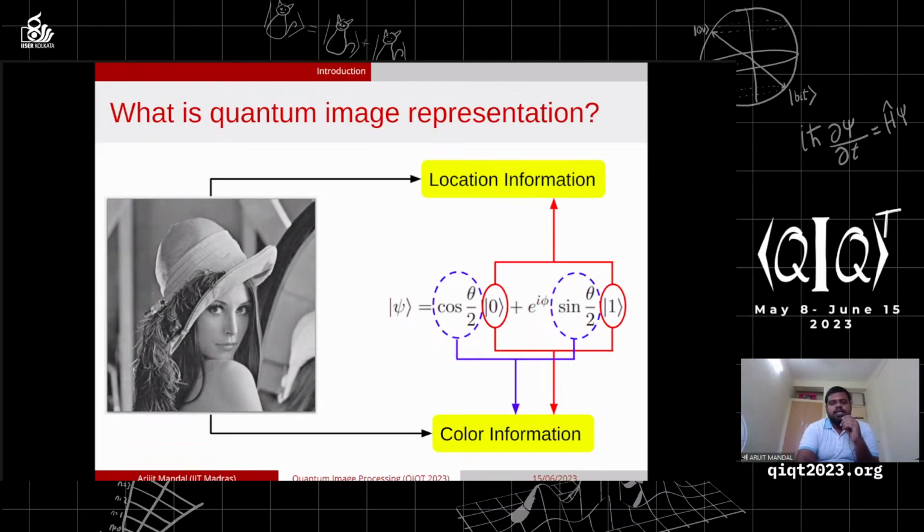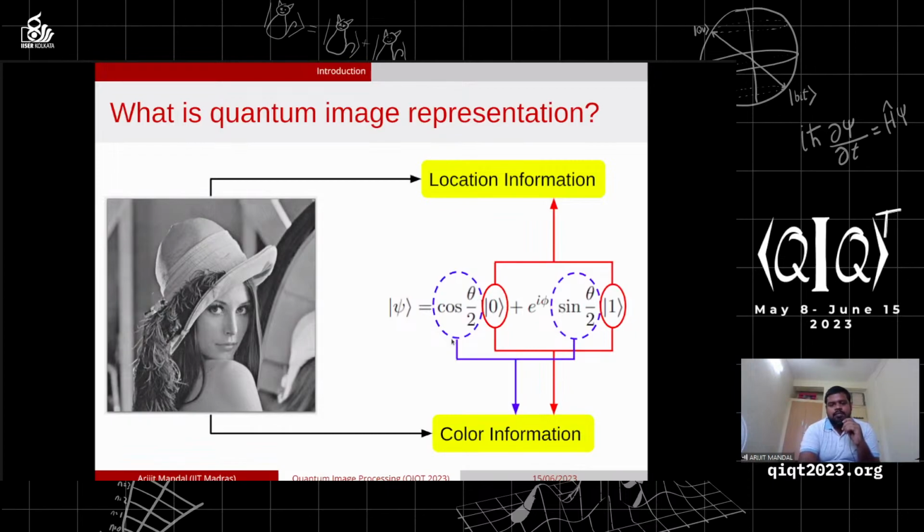Now a quantum state has three parts. Let's say this is a single qubit state. The quantum state has three parts: one is the basis, another is the amplitudes, and the third is the phases. Generally the location information of quantum images is represented in the basis, because there is a unique relation between the pixel coordinates and basis vectors. I will explain that later. The color information is represented either in the basis vectors or in the amplitude.